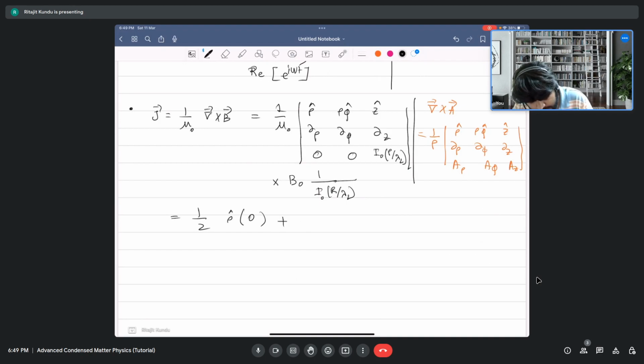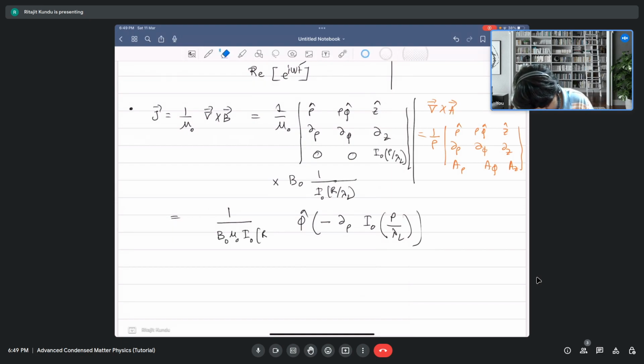For the phi cap term, del z will act on 0 and then del rho will act on this part. That means I have minus del rho acting on I0 of rho by lambda L. All of the other things are 0. Let me write the other parts also: 1 by B0 over mu 0 I0, with B0 R by lambda L.